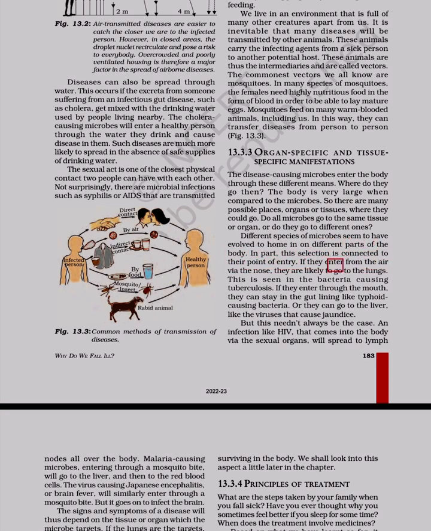If they enter from the air via the nose, they are likely to go to the lungs. This is seen in the bacteria causing tuberculosis. If they enter through the mouth, they can stay in the gut lining like typhoid-causing bacteria, or they can go to the liver, like the viruses that cause jaundice. But this needn't always be the case.